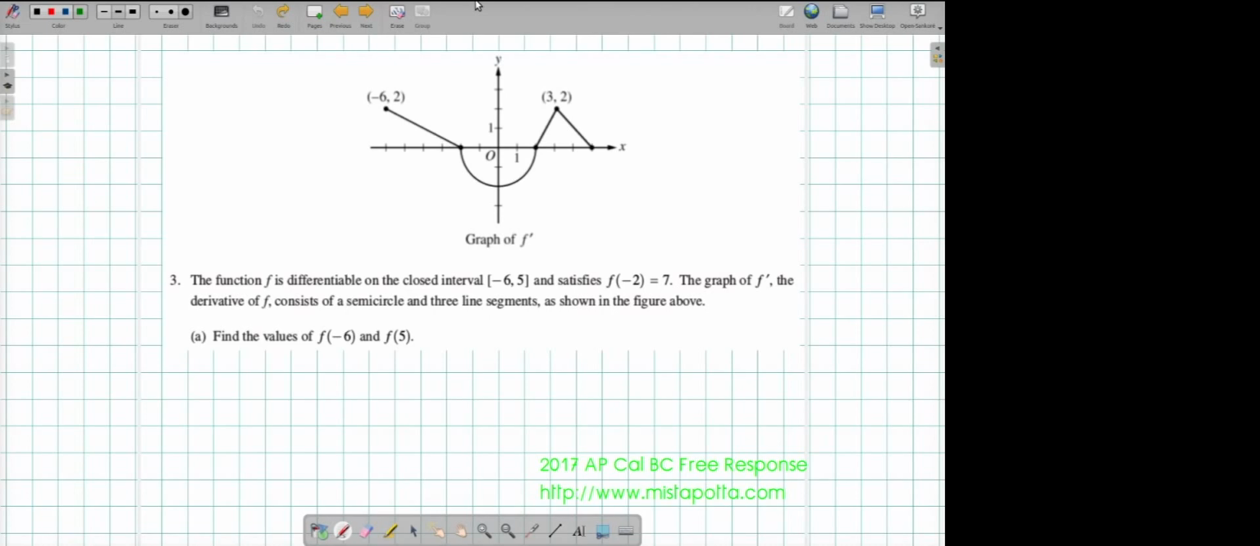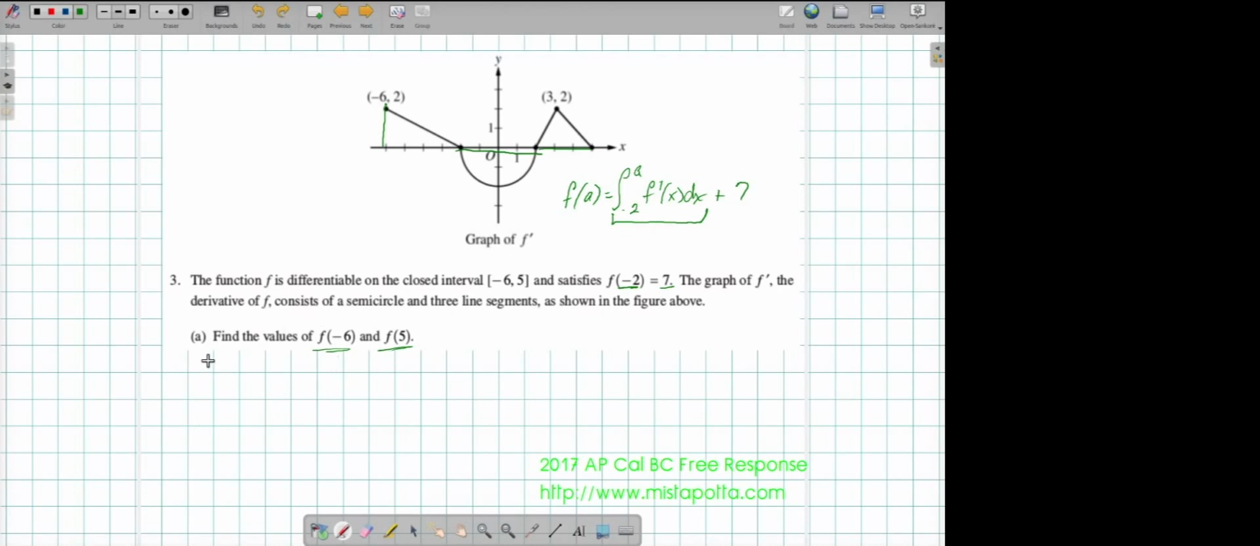Now to work this problem, we're going to use the idea that I can say that f of a particular value is going to be equal to the integral from, well, I know that f of negative 2 is 7, so from negative 2 to a of f prime of x dx, plus, since f of negative 2 is 7, I can just add 7 to it. So I'm going to use this to find f of negative 6 and f of 5, and remember that this is the area under the curve, so I can use these areas to help me determine these functions' values.